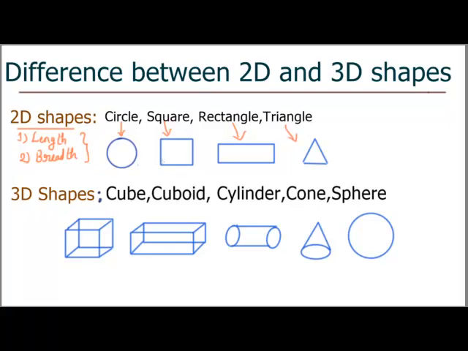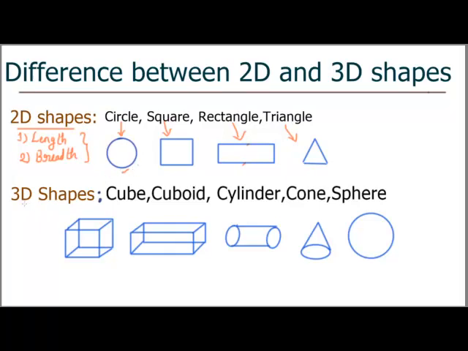For a square, all the sides are equal. For a rectangle, opposite sides are equal. And triangles have different types, such as the equilateral triangle and the normal triangle. And a circle doesn't have any sides or corners.